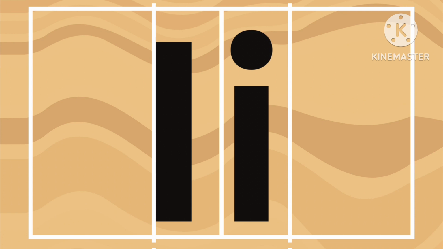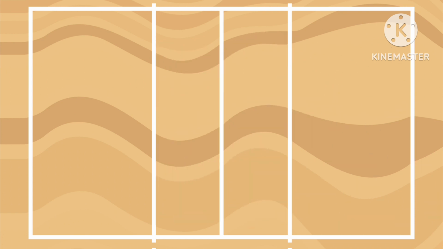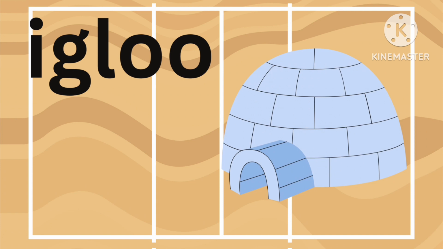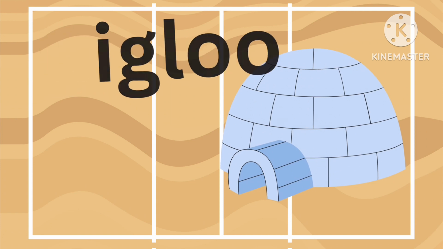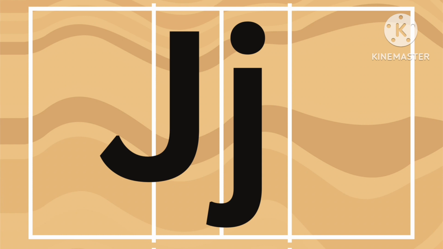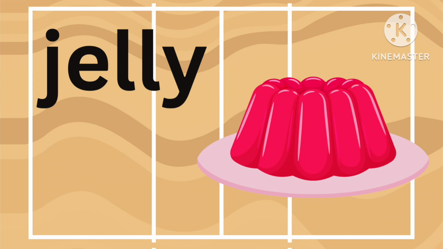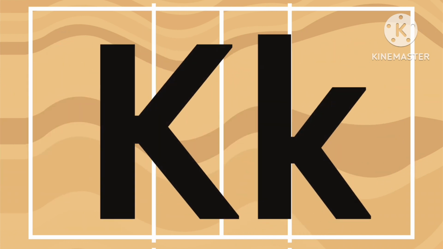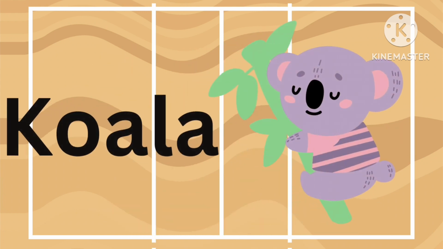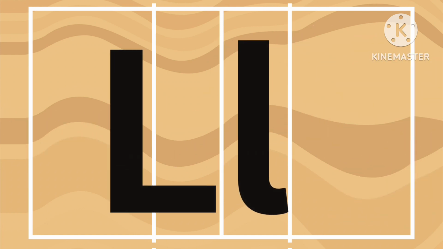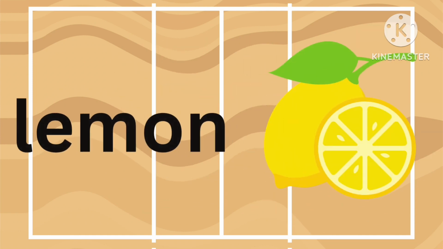I. I for igloo. J. J for jelly. K. K for cola. L. L for lemon.